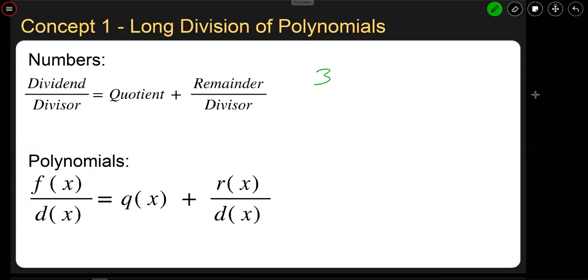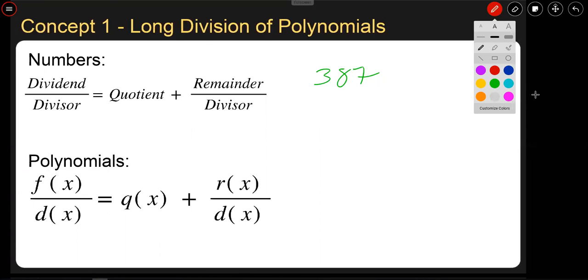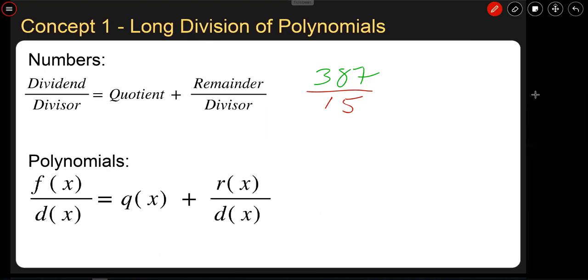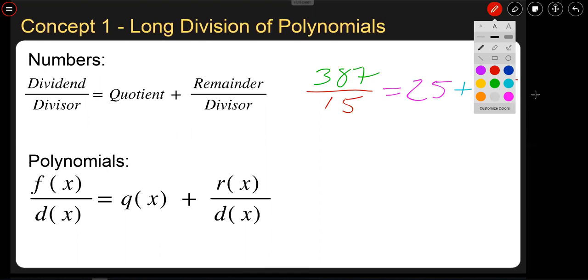A dividend of 387 divided by a divisor, which was 15, equaled a quotient, which was 25, plus my remainder, which was 12, over my divisor again, which was 15. Well, the same idea holds here with polynomials, but we just give them placeholder names that look like functions.